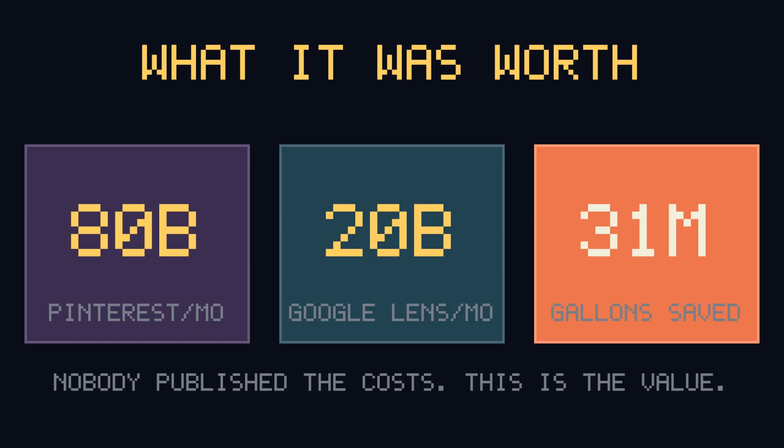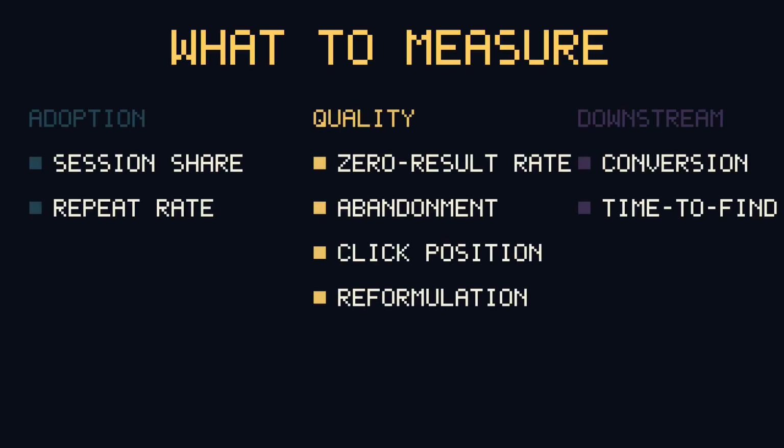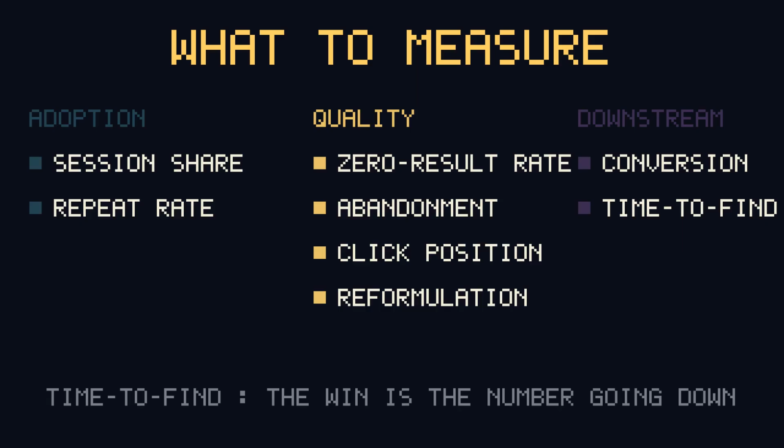And there's also a point to be made about looking at downstream, which depends on what you're building. For commerce, it's conversion on visual search sessions versus text search sessions at comparable intent. For a photo library, it's time to find.